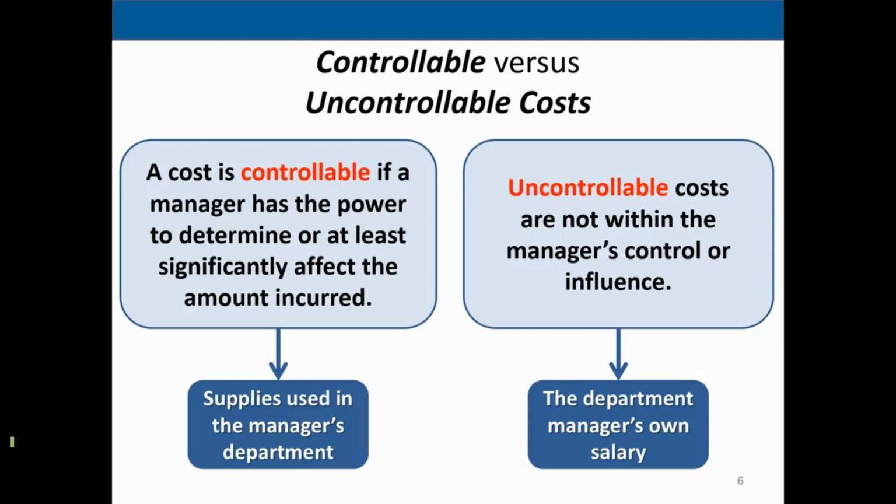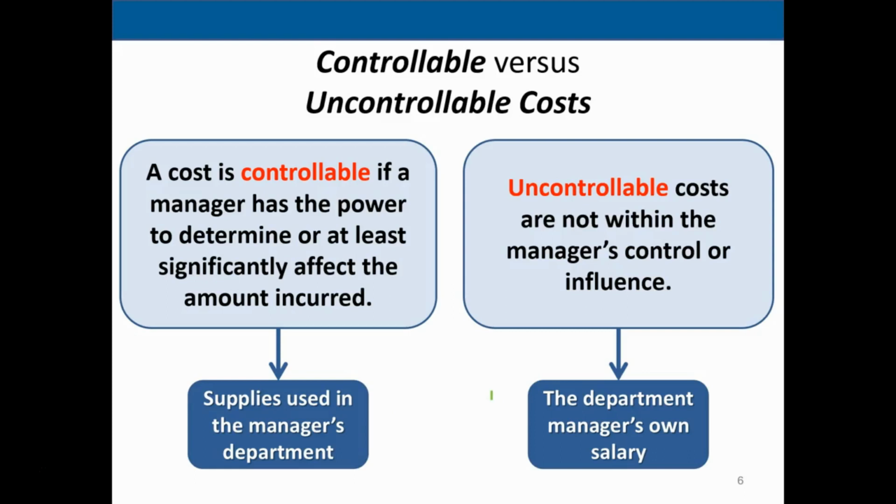So a cost is controllable if the manager has the power to determine or at least significantly affect the amount incurred, such as supplies used in the manager's department. So obviously the department can't have no supplies used, but it's very possible that a manager could go over in terms of use of supplies. Therefore, the manager does have authority and can influence the supplies being used, as opposed to uncontrollable costs, which are not within the manager's control or influence.